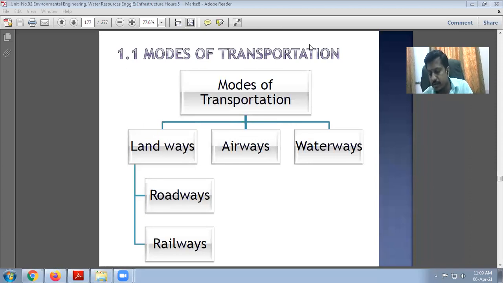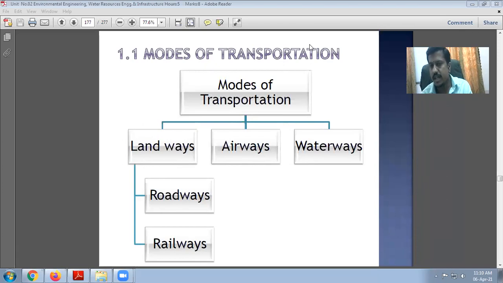After that, we came to know what the sources of water are, what is meant by the word hydrology, what bridges are, and what dams are. After that, we are heading towards the last part of our unit number 2, which is related to infrastructure engineering. So what is infrastructure all about?